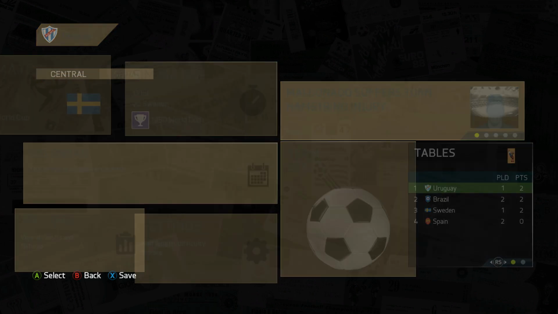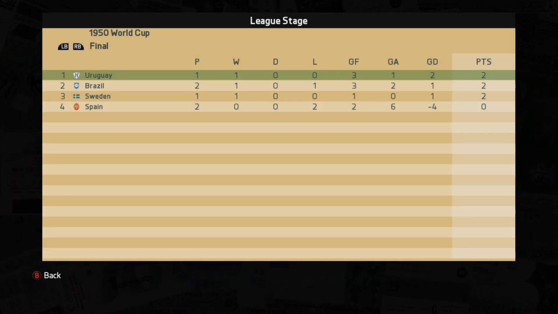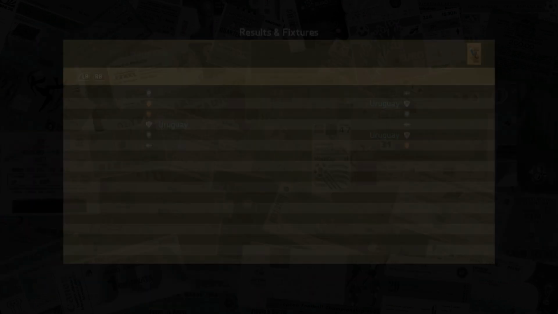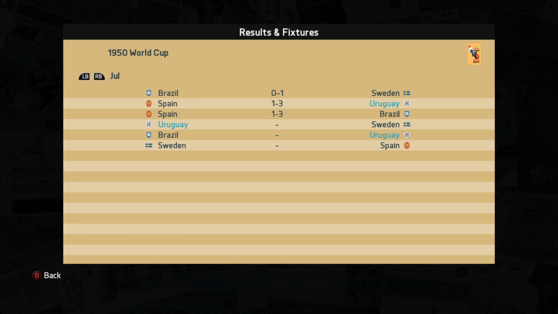So if you look at the table now, Spain have played 2 and they're still on 0 points. It's 2 points for a win. And Spain have only got 1 to play, so I don't think Spain can win it now. But the other 3 teams in the group, Uruguay, Brazil and Sweden, are all on 2 points. Still all to play for, apart from Spain then, I guess. Looking at that, with 3 fixtures still to play.